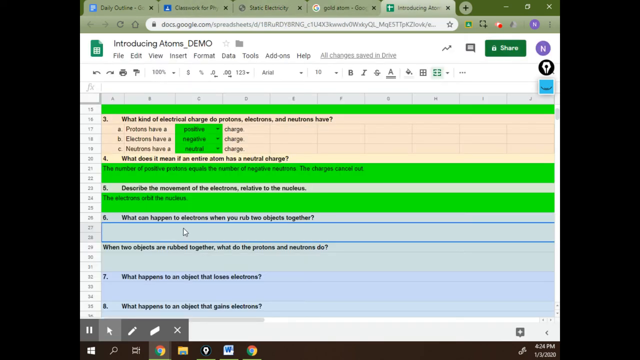What can happen to electrons when you rub two objects together? The electrons can move from one object to another. This is called charging by friction. There's a key phrase.